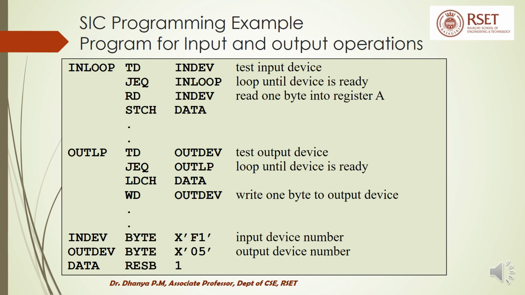and load the data to the accumulator. From the accumulator, it is taken to the output device using the statement WD. So here RD is for reading data from the input device and WD is for writing data to the output device.